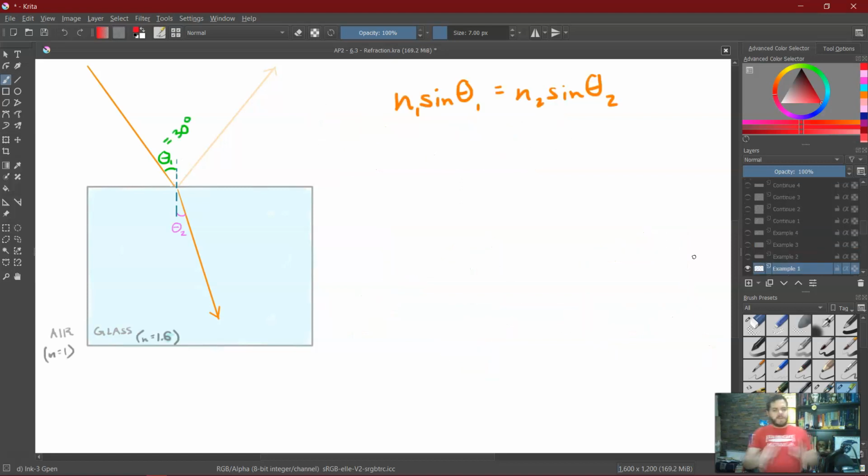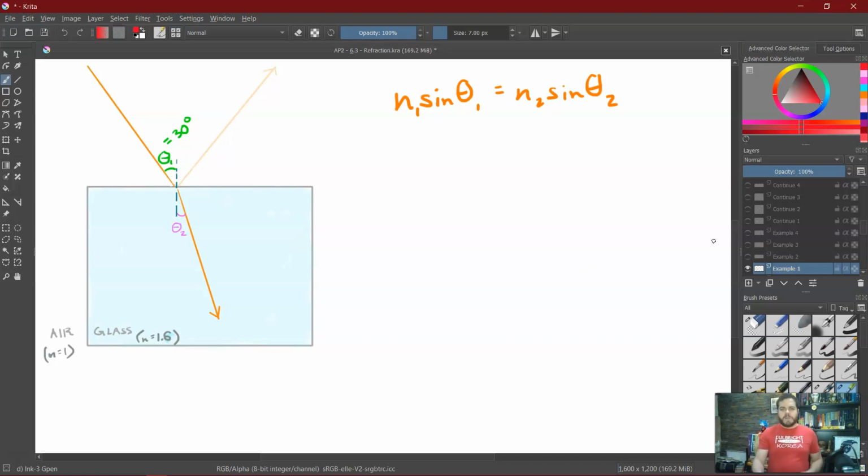So let's say in this particular scenario, we knew that the index of refraction of air is 1, and for this particular glass, the index of refraction is about 1.6, and that the incident ray, or theta 1, is coming in at a 30-degree angle with respect to the normal line. Let's figure out theta 2, the angle with respect to the normal for the refracted ray.